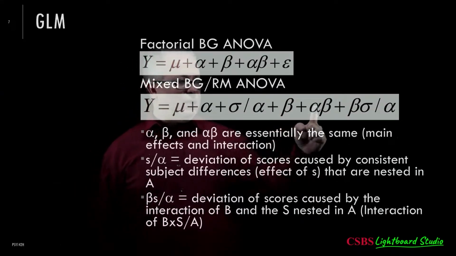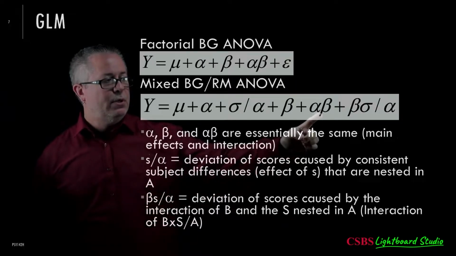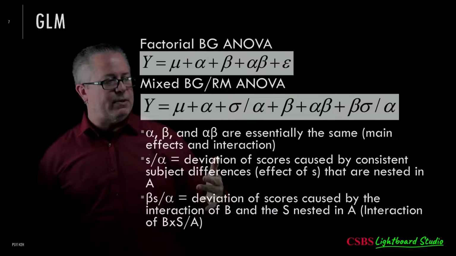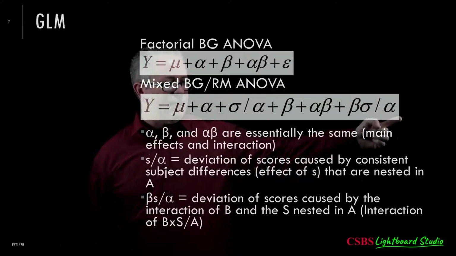Well, anything that contains B now is going to have a repeated measures error term. So instead of being B by S, which is what we had in repeated measures, since S is nested within A, it's B by S nested within A. B by S within A.